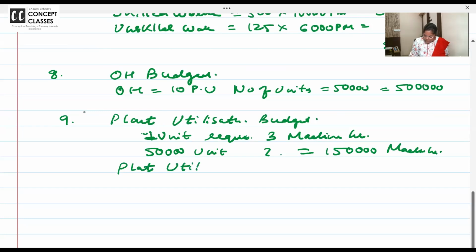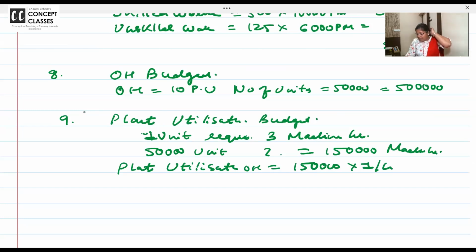And plant utilization overhead is, say, 1,50,000 machine hours into 1 per hour. Just assume that the rate is 1 per hour. 1 unit requires 3 hours. I'm repeating. So 50,000 will require how much? Cross multiplication is your best friend. And 150 into 1.